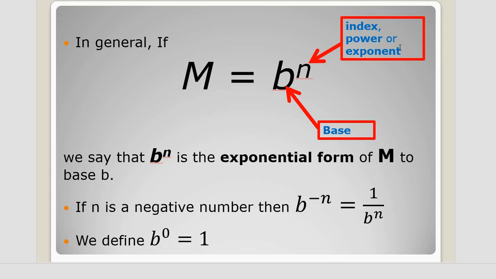N can be negative, 0 or positive. If it is 0, b power 0 equal to 1. If it is negative, it becomes 1 over b power n. See, these things we have done in the previous chapters in a different style.